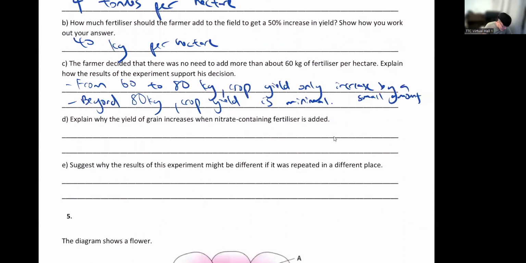Right, so D, explain why the yield of grain increases when nitrate containing fertilizer is added. All right, because plants require nitrate.